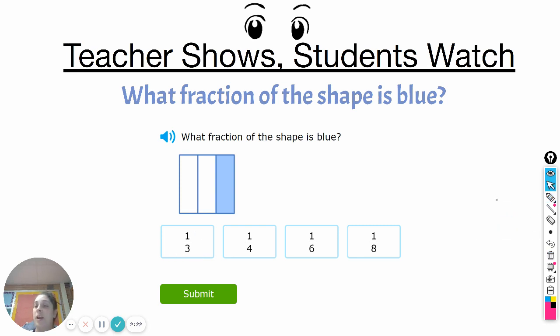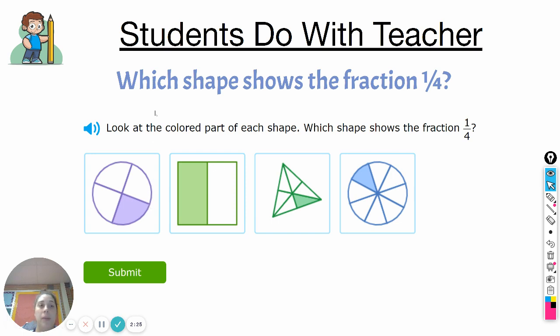Okay, I'm going to have you do this next one with me. Which shape shows the fraction 1/4? So that would be 1 piece shaded and 4 pieces all together. I want you to look at our shapes. Here's number 1, number 2, number 3, and number 4. And think about which piece shows only 1 piece shaded and there are 4 pieces all together. Think about it for a moment.